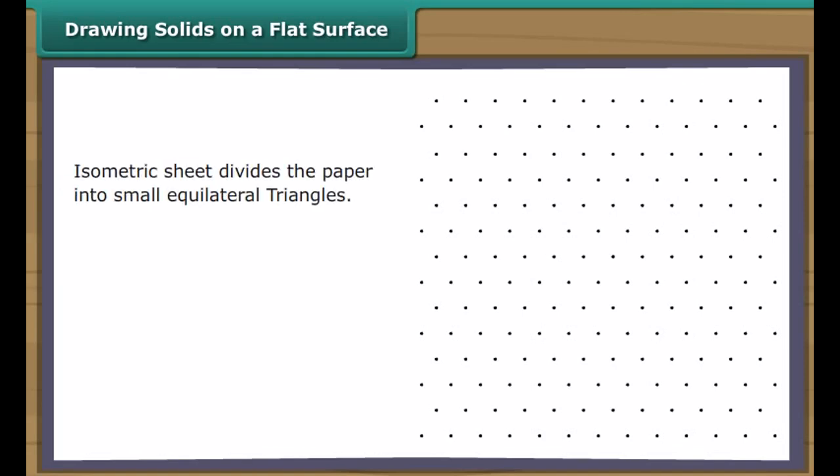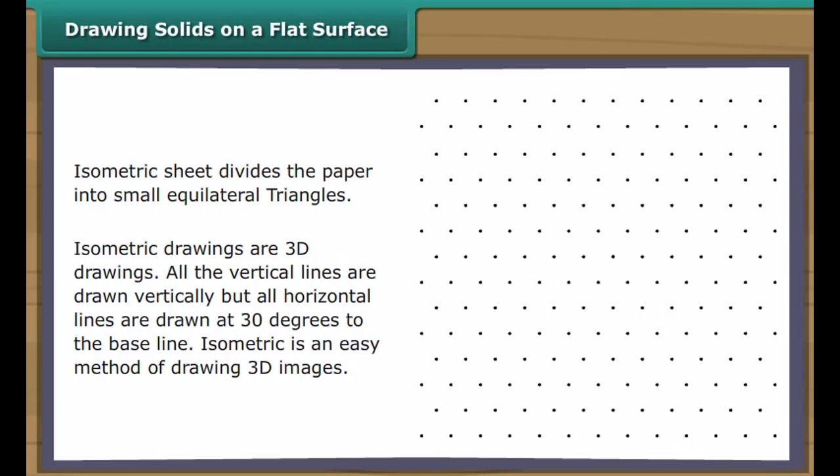Let's learn about isometric sketches. An isometric sheet divides the paper into small equilateral triangles. Isometric drawings are 3D drawings. All the vertical lines are drawn vertically, but all horizontal lines are drawn at 30 degrees to the baseline. Isometric is an easy method of drawing 3D images.